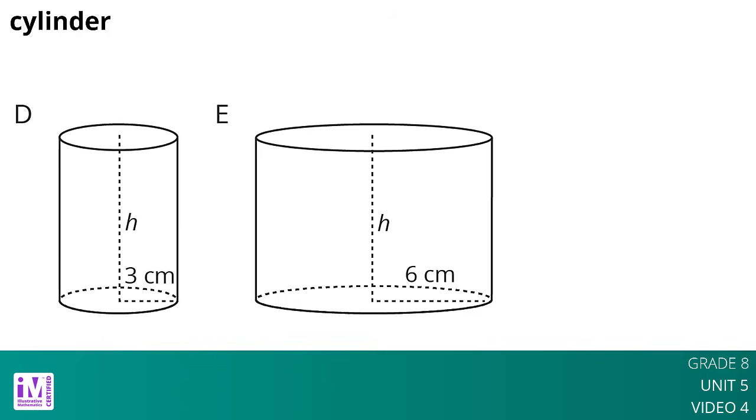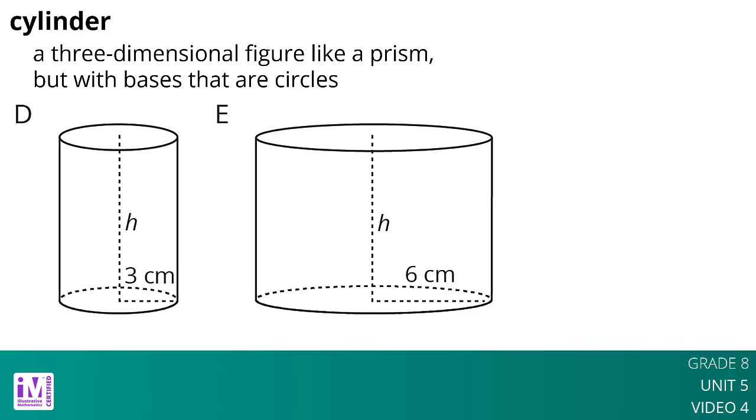Here are two cylinders, D and E. A cylinder is a three-dimensional figure like a prism, but with bases that are circles. When filling a shape like a cylinder with water, we can see how the dimensions of the cylinder, the radius and the height, affect things like the changing height of the water.